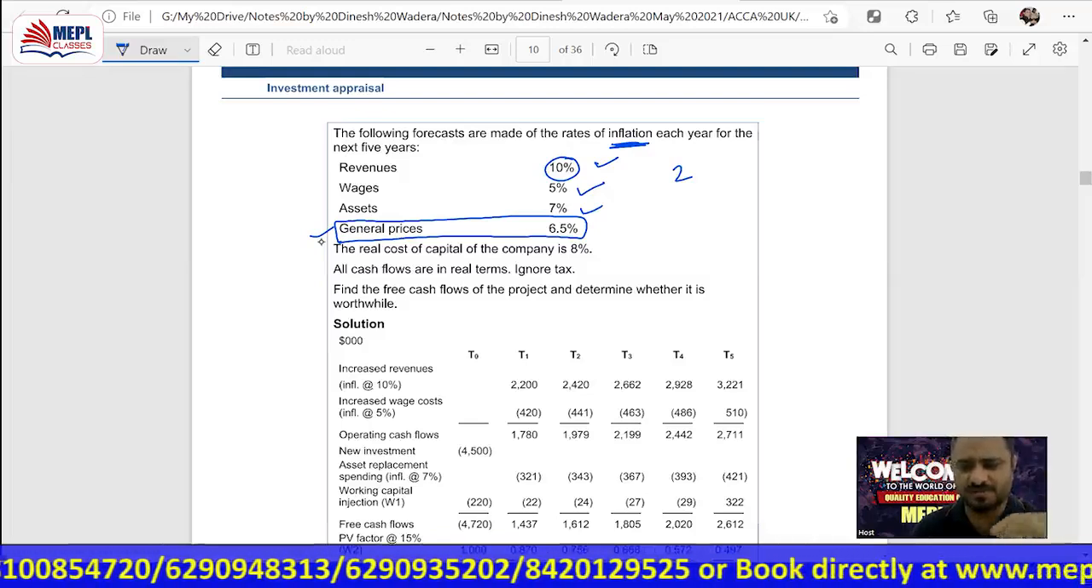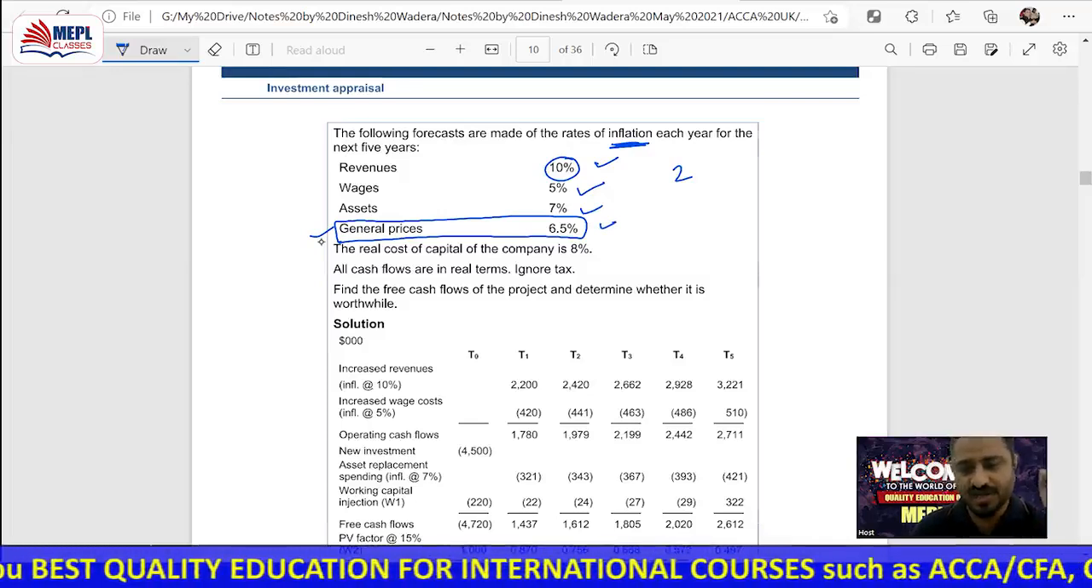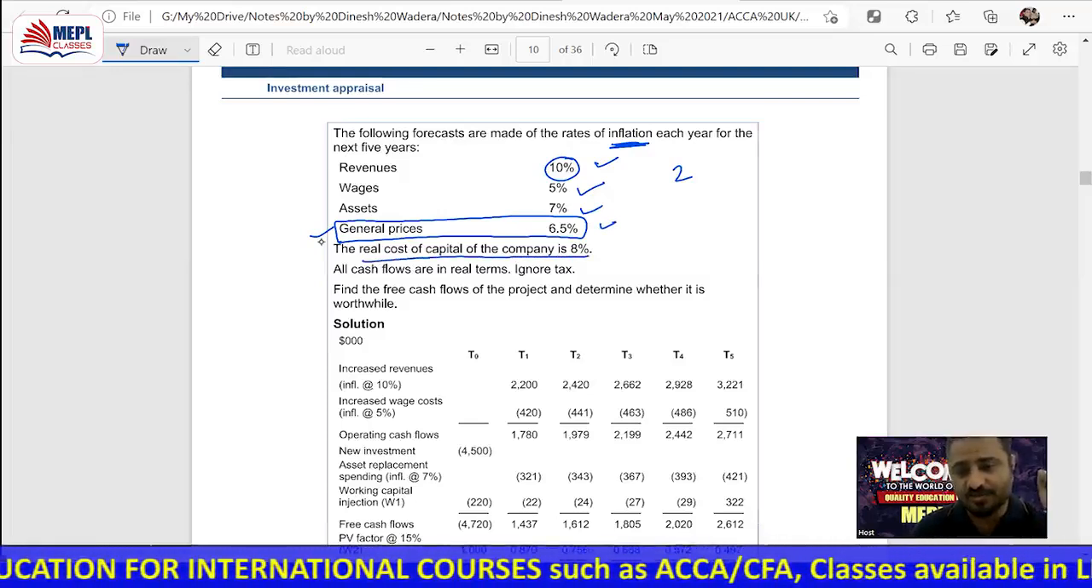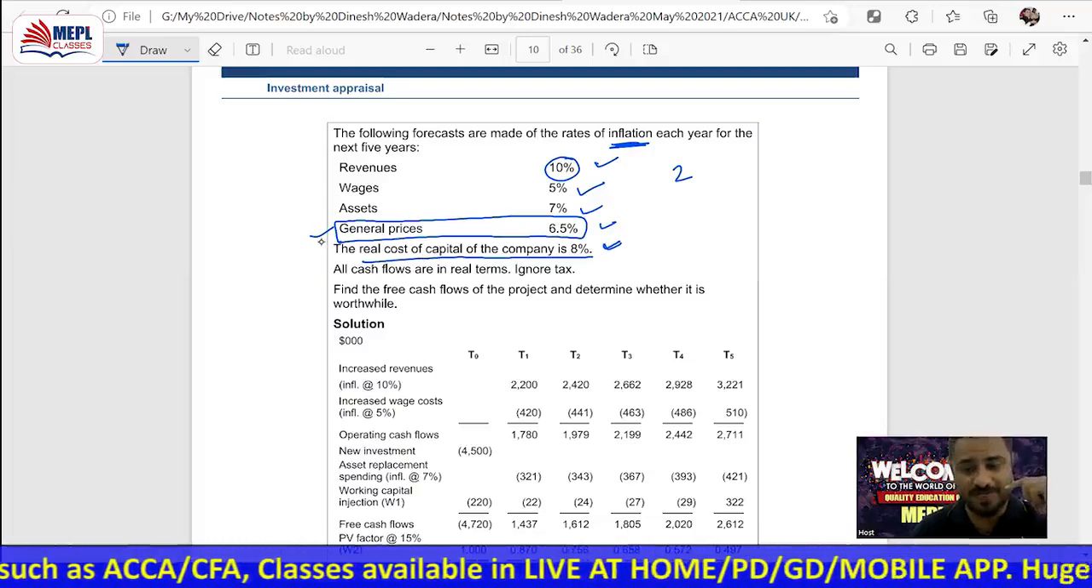Overall, on an average, inflation is going to be 6.5%. The real cost of capital of a company is 8%. Which cost of capital is given? A real cost of capital.